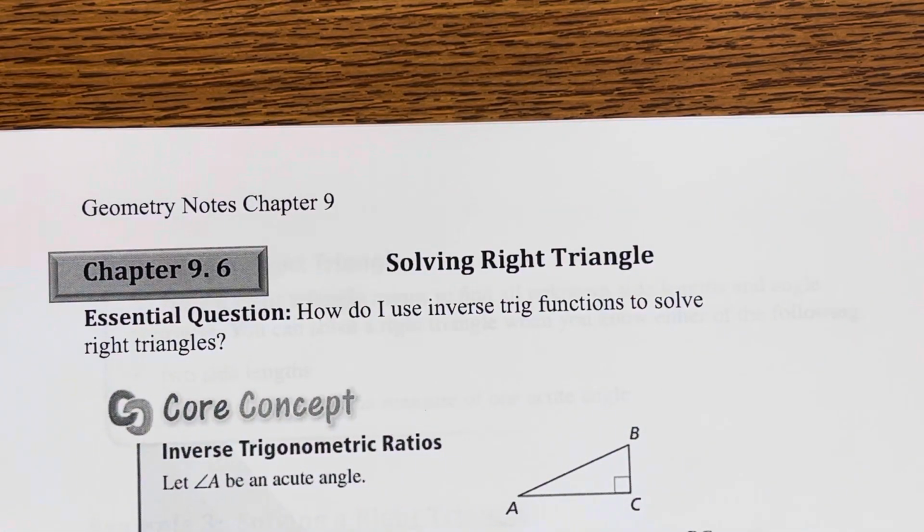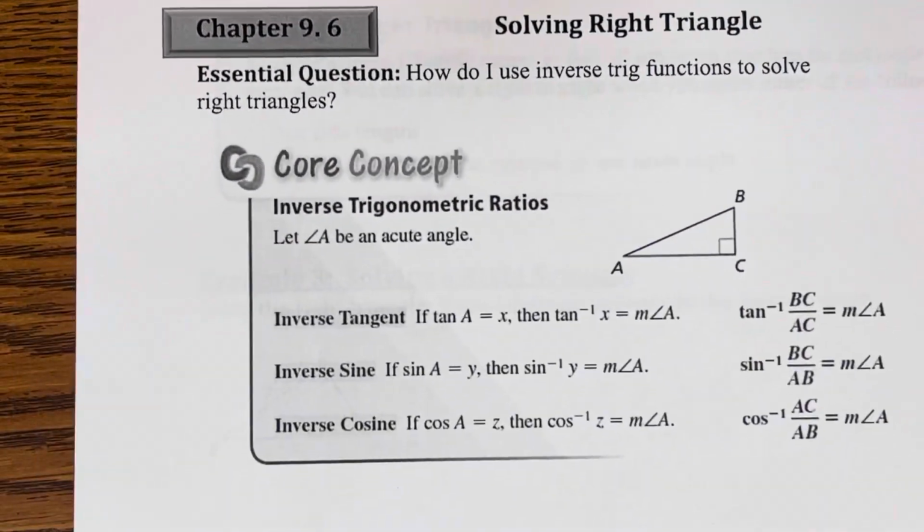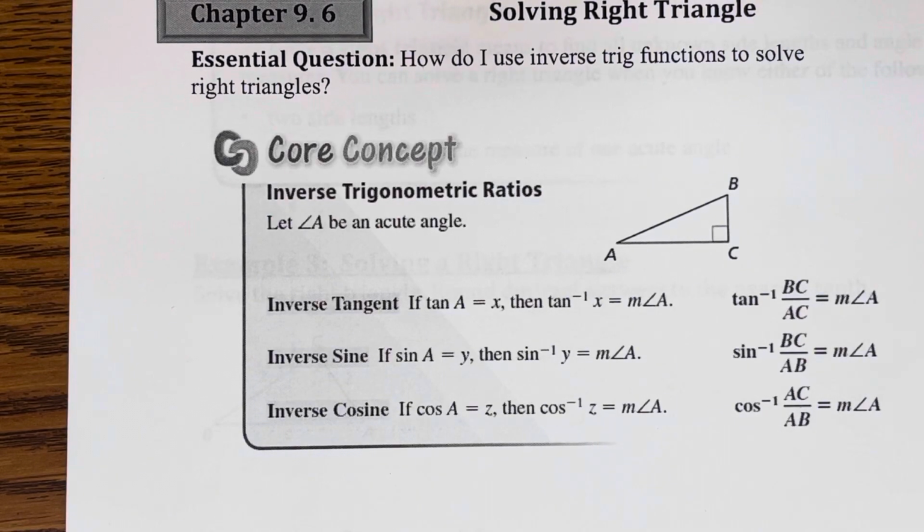Goal for today is to solve right triangles. And in this process, we're actually going to introduce finding missing angles using sine, cosine, and tangent. In order to find a missing angle, we are going to use the inverse. Fortunately for us, we don't have to pull out a chart like they did in the old days. Our calculators will do the inverse for us.